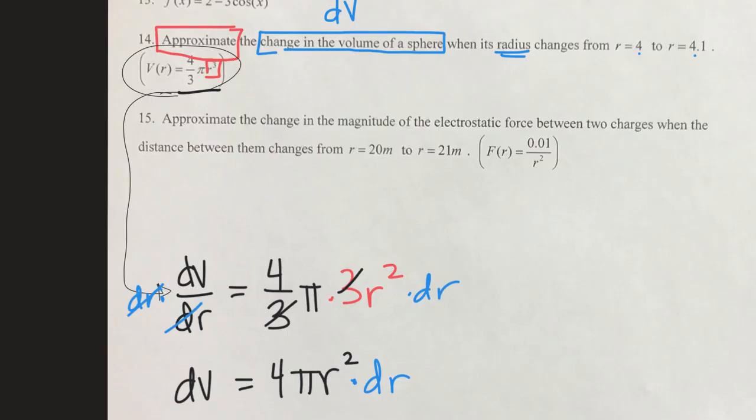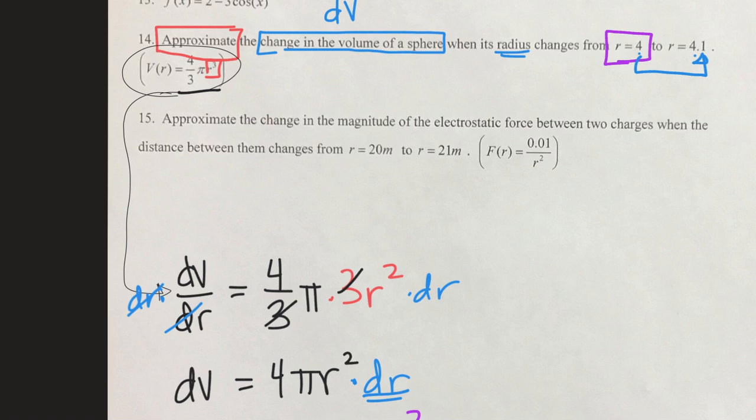Okay, so now we've done the calculus. Let's do the plug and chug. What is the radius that I began with? The radius I began with was 4. So the initial length of whatever it is that you are studying goes in for your variable. Now, delta r is the change in my radius. So how much has my radius changed? 0.1.